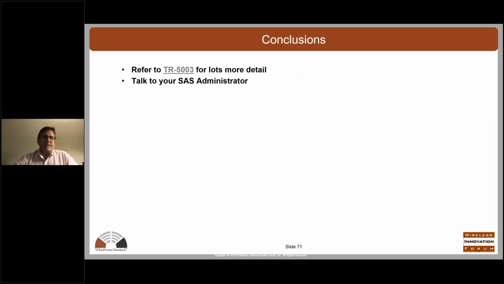So my main conclusion, number one, is to refer to TR 5003 for a lot more detail, and also talk to your SAS administrator to better understand all these.